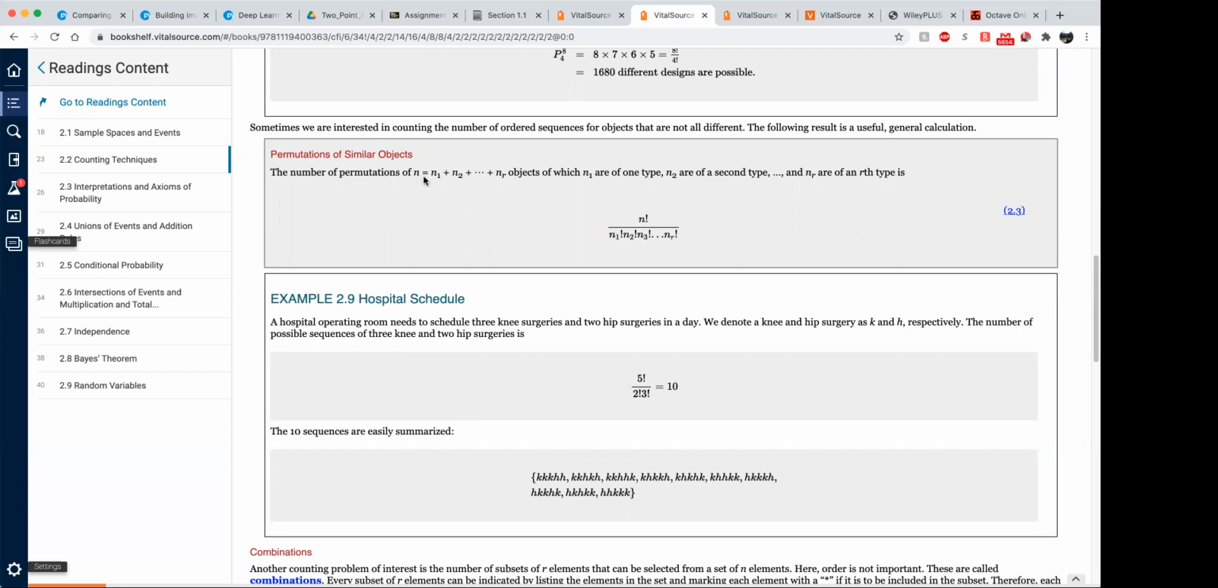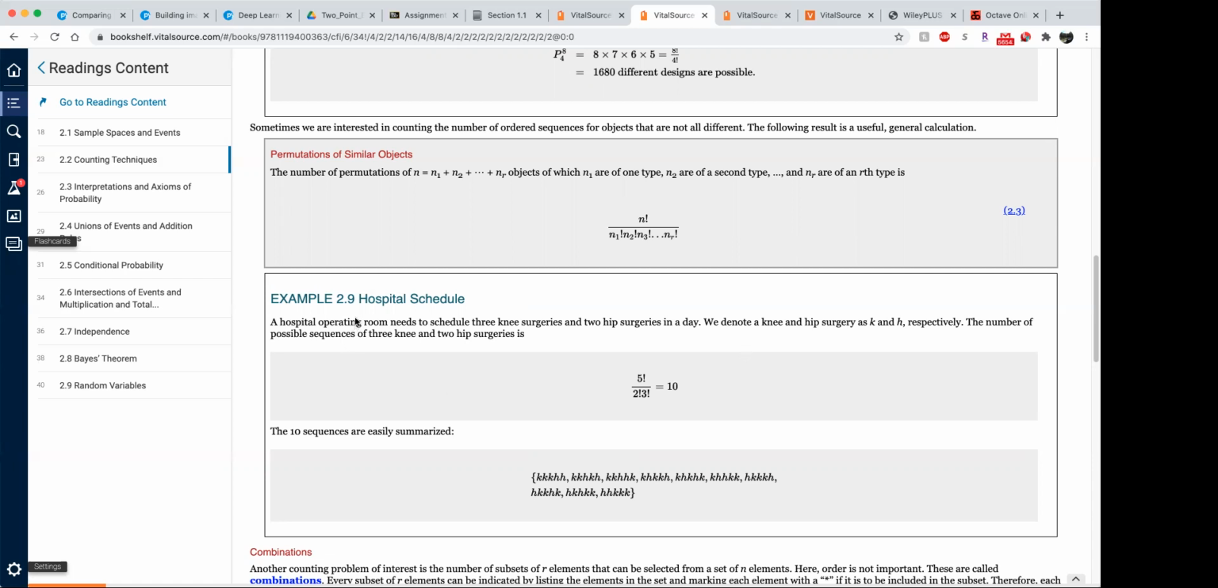So the number of permutations of n objects that can be grouped as n1 through nr. In this case, in example 2.9, n is 5, n1 is 3 and n2 is 2. So n1 is the number of K, n2 is the number of H. So by the grouping, 5 is equal to 3 plus 2. Then the total number of ways to arrange the 5 elements is n factorial divided by n1 factorial times n2 factorial through nr factorial. In this case, r is 2. R is the number of groups, or number of types in general.